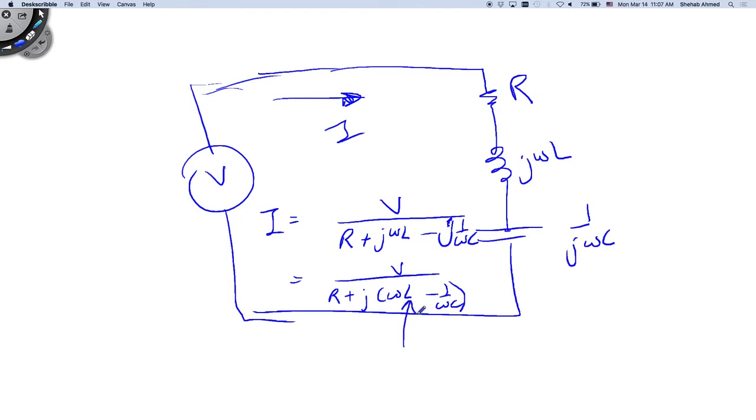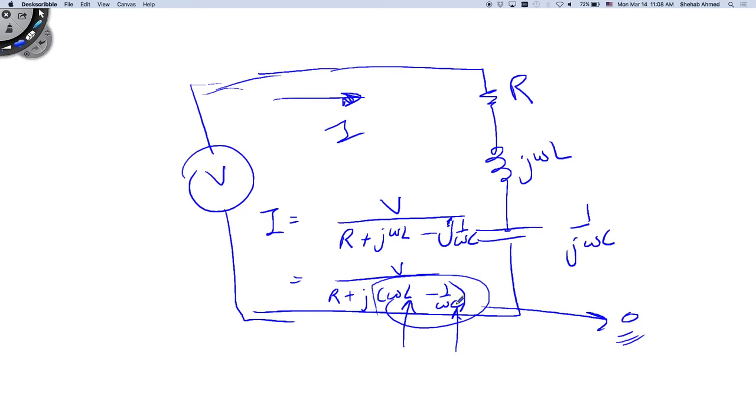This L is a certain value. This C is a certain value. At a certain frequency, I can make this bracket go to 0. Correct? For a certain value of omega, I have a certain value of L and a certain value of C.